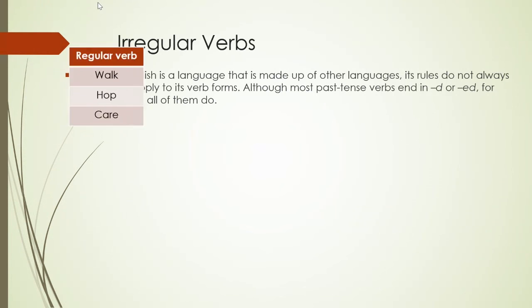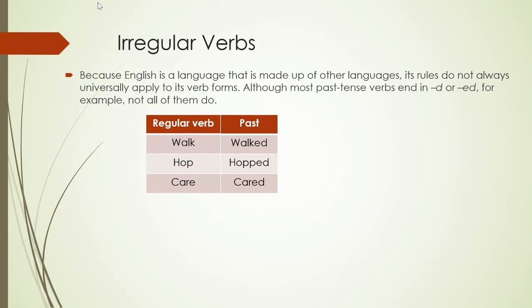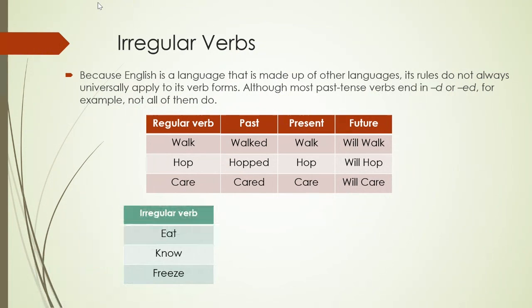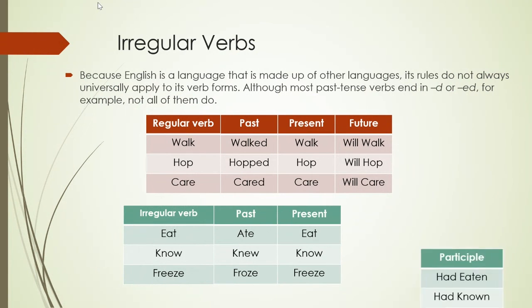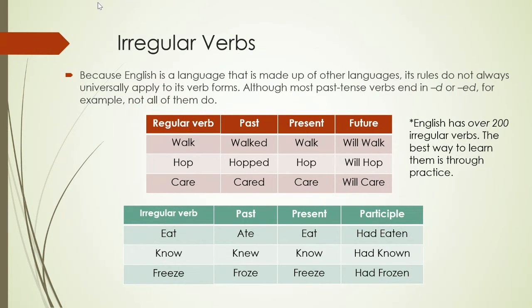Now let's discuss irregular verbs. As you might already know, the English language consists of many other languages, which gives English an interesting and unique etymology. However, as a result of much of the English language being derived from other languages, its rules do not always universally apply to its verb forms. For instance, most past tense verbs end in d or ed. However, not all of them do.